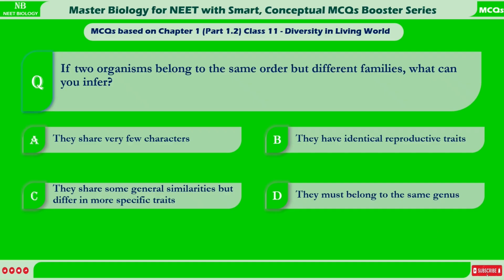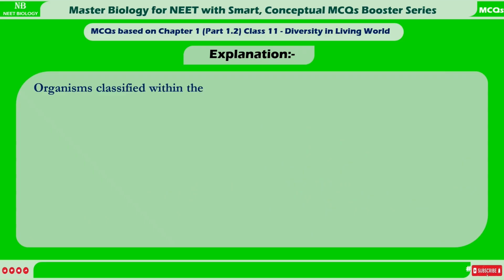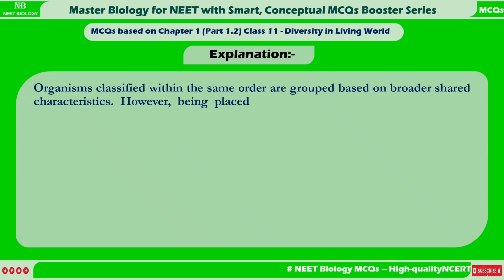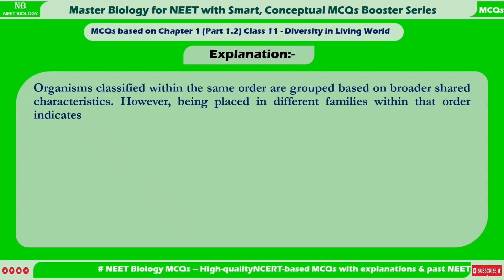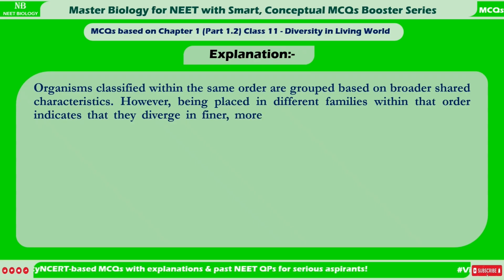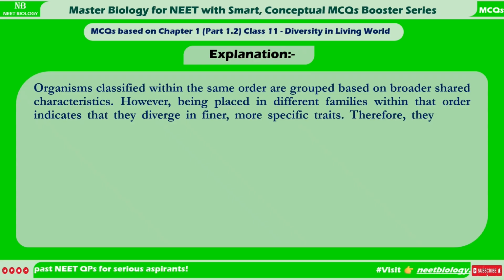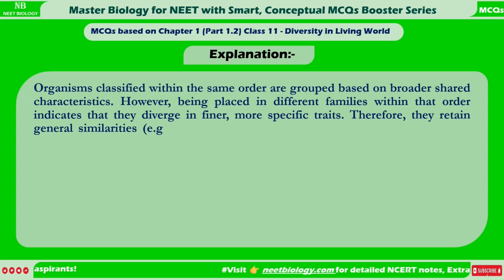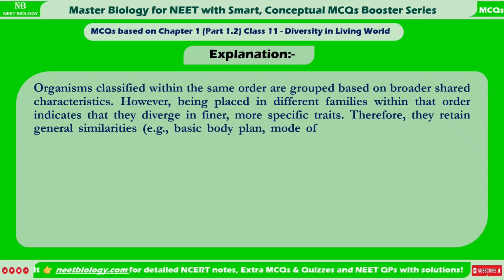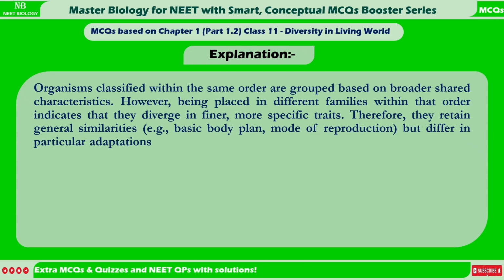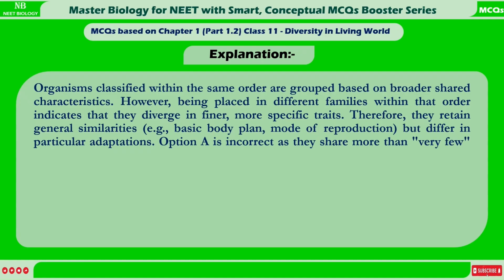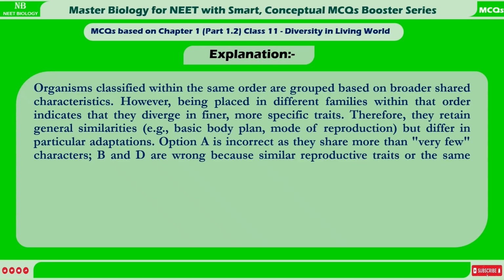Correct answer is C. They share some general similarities but differ in more specific traits. Explanation: organisms classified within the same order are grouped based on broader shared characteristics. However, being placed in different families within that order indicates that they diverge in finer, more specific traits. Therefore, they retain general similarities, for example basic body plan and mode of reproduction, but differ in particular adaptations. Option A is incorrect as they share more than very few characters. B and D are wrong because similar reproductive traits or the same genus aren't implied at the order level.